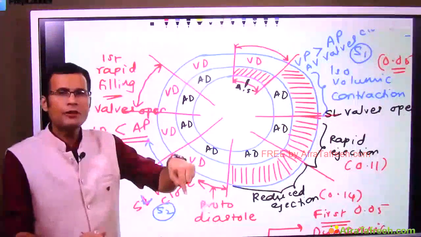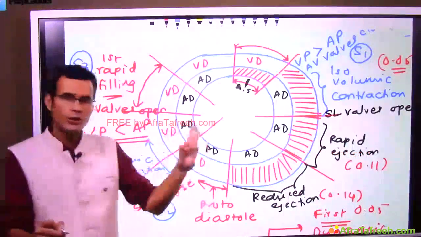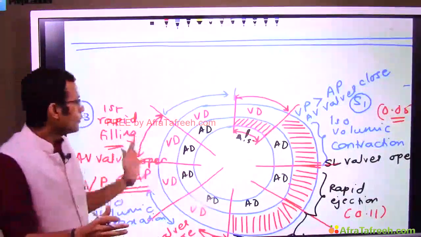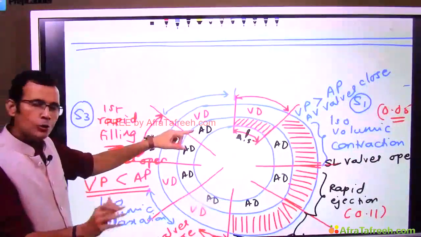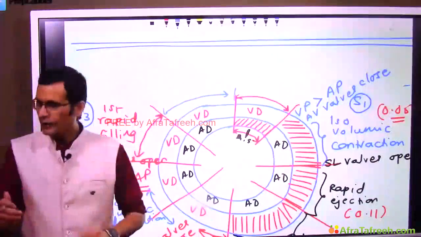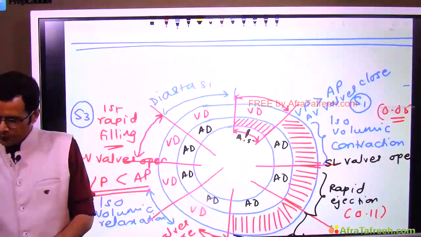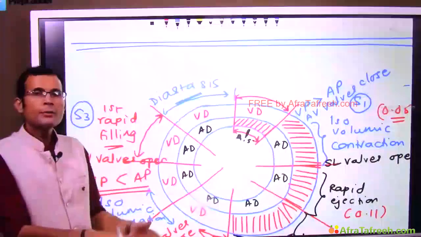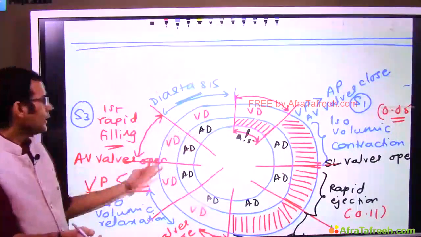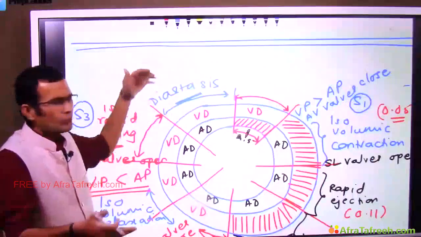Now, this rapid filling produces turbulence, that rush of blood, and that produces the sound called S3, third heart sound. Then, after that first gush of blood has happened, now see here, ventricle in diastole and atria are also in diastole, and first gush of blood has gone from atria to ventricles. So, there is not much filling for this time duration, and therefore that is called diastasis. Diastasis means diastole stasis, and diastole stasis means not much filling can happen, because already one gush of blood has happened, and since atria and ventricles both are in diastole, not much filling can happen in this phase.